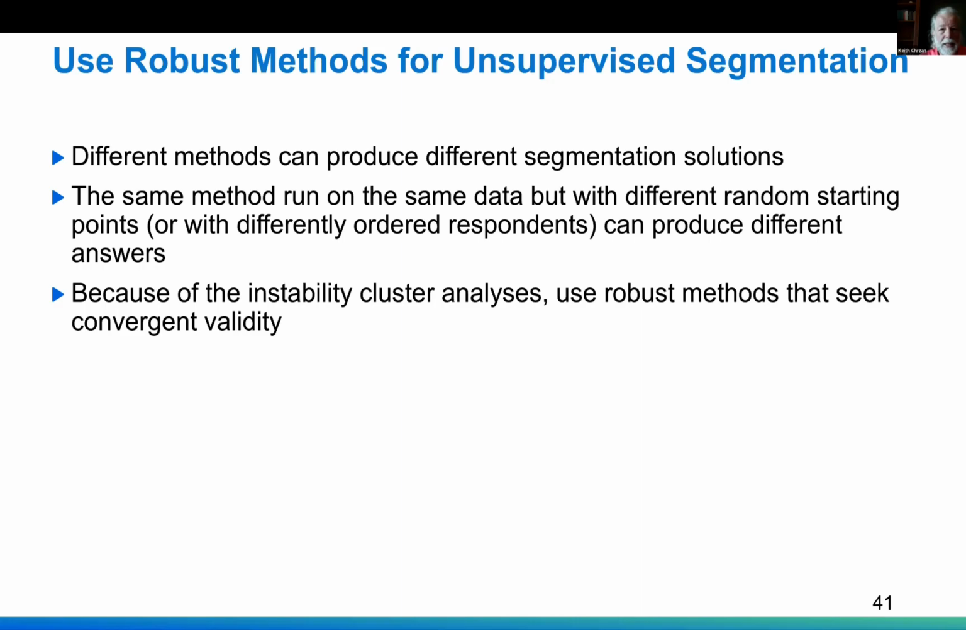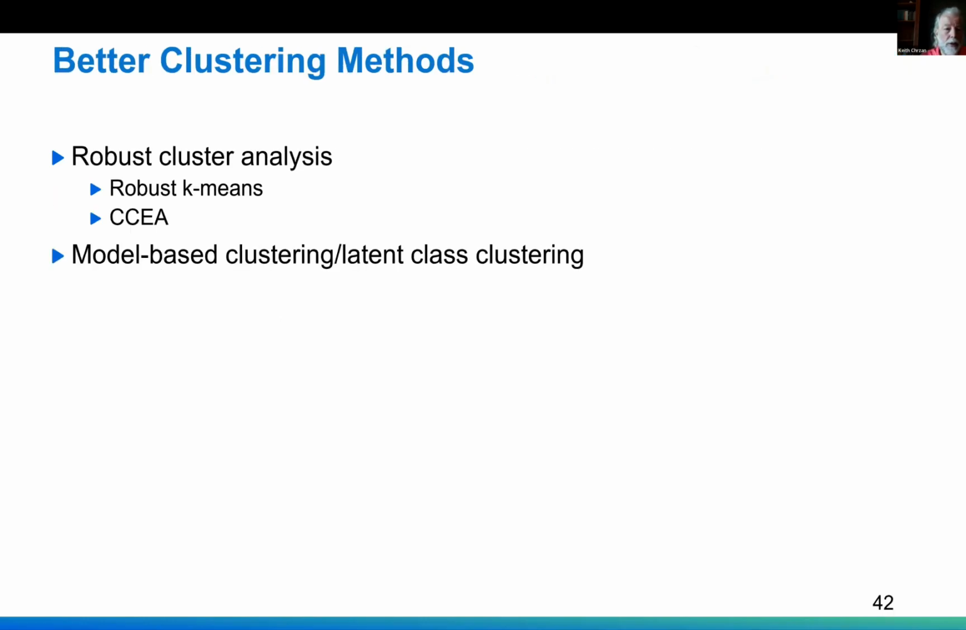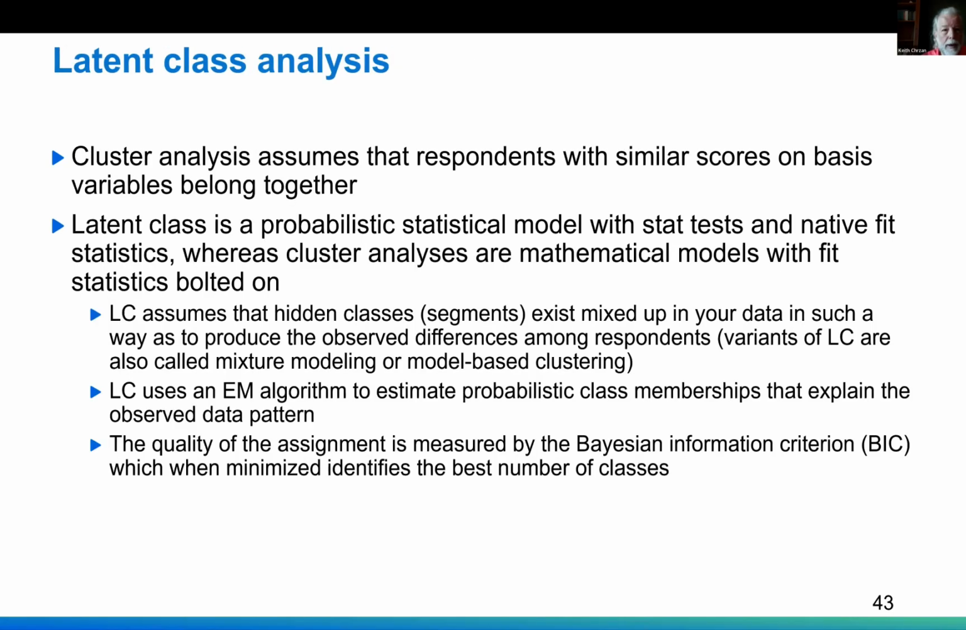My next bit of advice has to do with using robust methods. We know that different segmentation methods produce different solutions. You can take the same method and run it on the same data, but with different random starting points and get different solutions. Sometimes in some software packages, if you just change the order of your respondents, you can get different segmentation solutions. Because there's all this instability, we should really not use a simple thing like fastclust or quick cluster in SPSS or fastclust in SAS. We should really use methods that seek out convergent validity. The methods that do that are Sawtooth Software's Convergent Cluster Ensembles Analysis, CCEA, and model-based clustering, or latent class. Those seem to work really well. There's another kind of brute force, robust version of k-means in R that also works pretty well, but not quite as well as CCEA or model-based clustering. So that's my advice there.